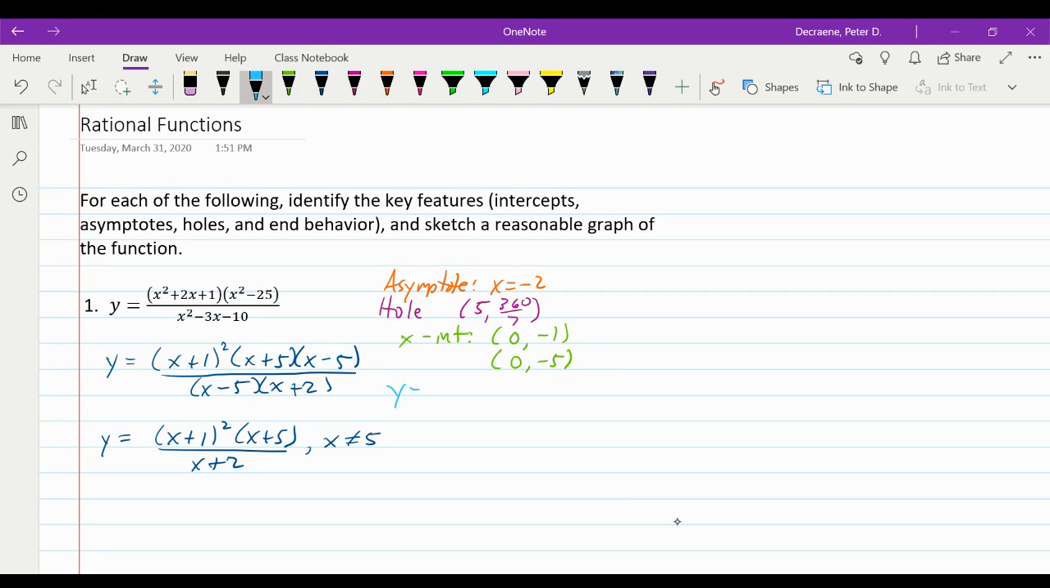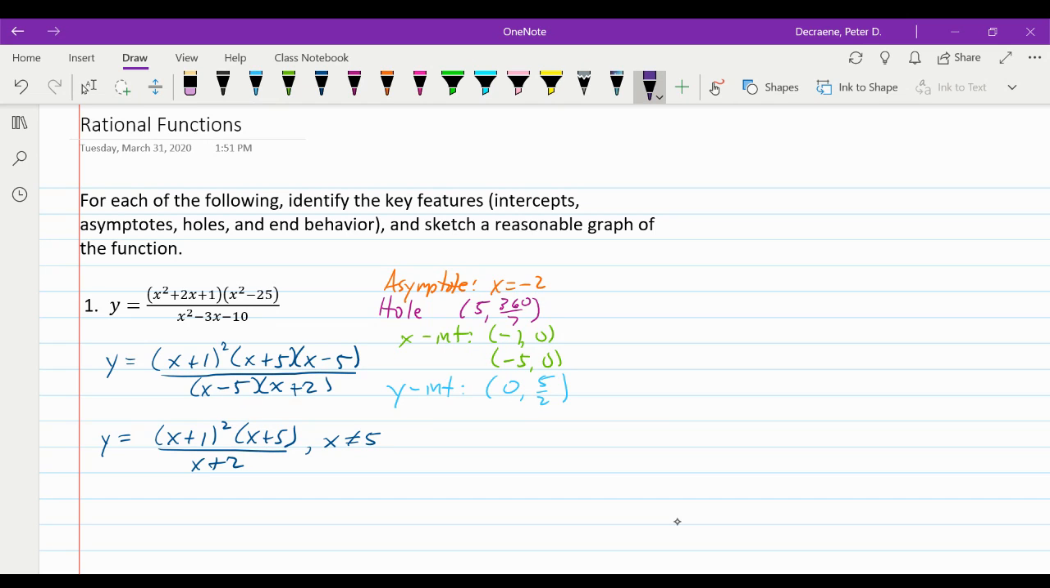And a y-intercept. You know what? I wrote those backwards. Let's try that again. I want the numerator to be 0, so that's going to happen at (-1, 0) and (-5, 0). And the y-intercept is when I plug in 0 for x. And for that, I'm going to get 5 halves.